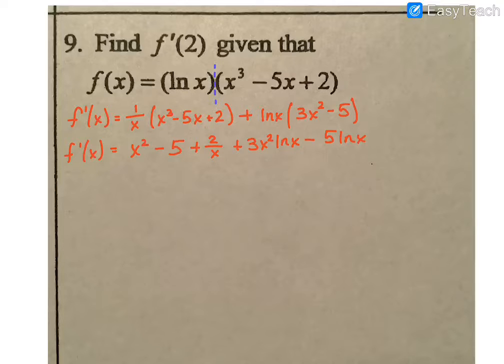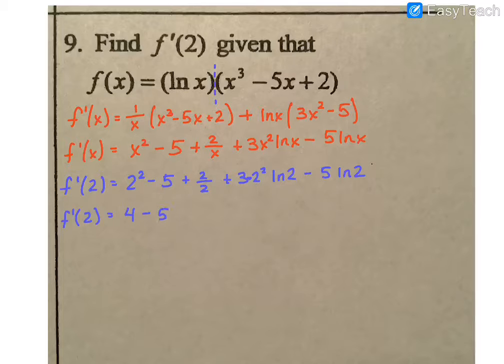Since we are asked to find f prime of 2, I now need to take this and plug in 2 every place I see an x. So 2 squared minus 5 plus 2 over 2 plus 3 times 2 squared times natural log of 2 minus 5 times natural log of 2. From here, there's just a bunch of cleanup that can happen. 2 squared is 4 minus 5 plus 2 over 2 is 1 plus 3 times 2 squared, so 3 times 4, that's going to be 12 natural log of 2 minus 5 natural log of 2.